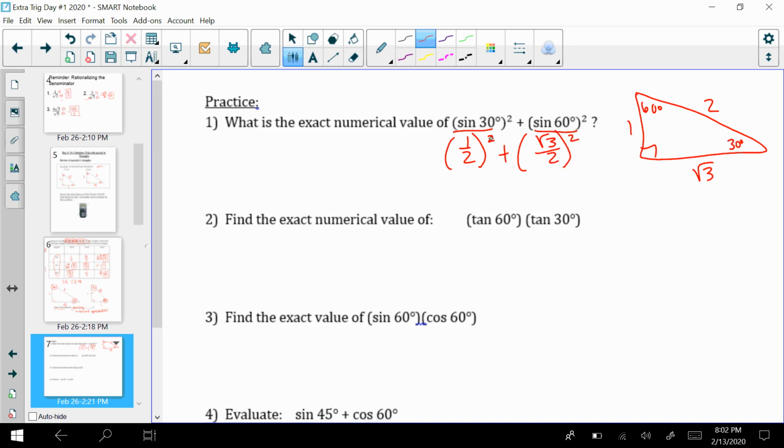Now when you square a fraction, you square the numerator and you square the denominator. So this would be 1/4 plus, what happens when I do radical 3 squared? That just gives you 3, because the squared and the square root undo each other, right? They're inverse operations, over 4. And what is 1/4 plus 3/4? That's 1.